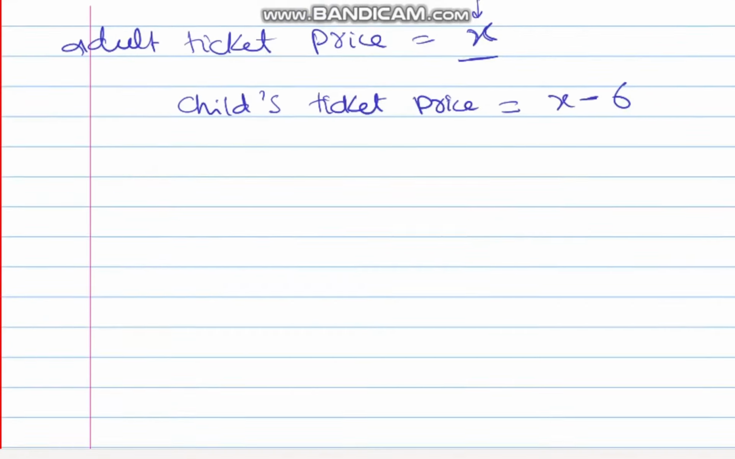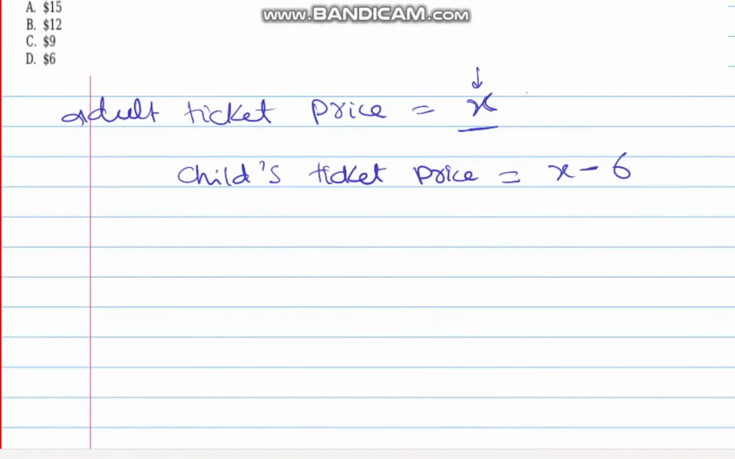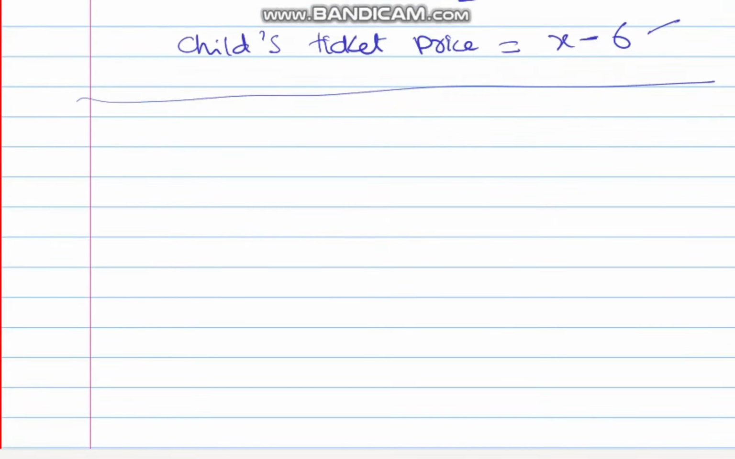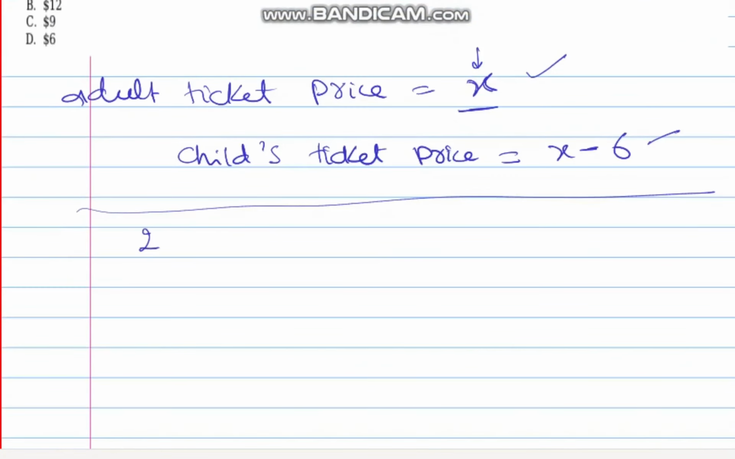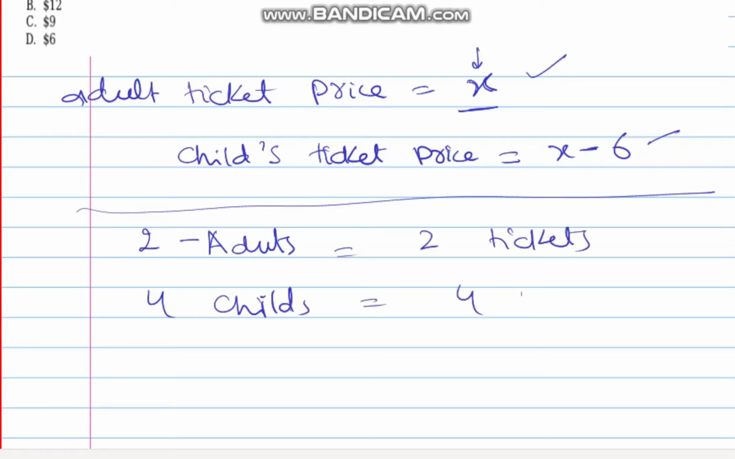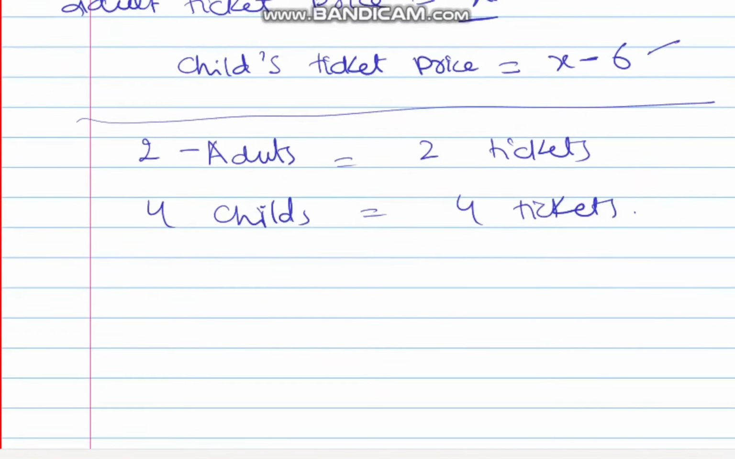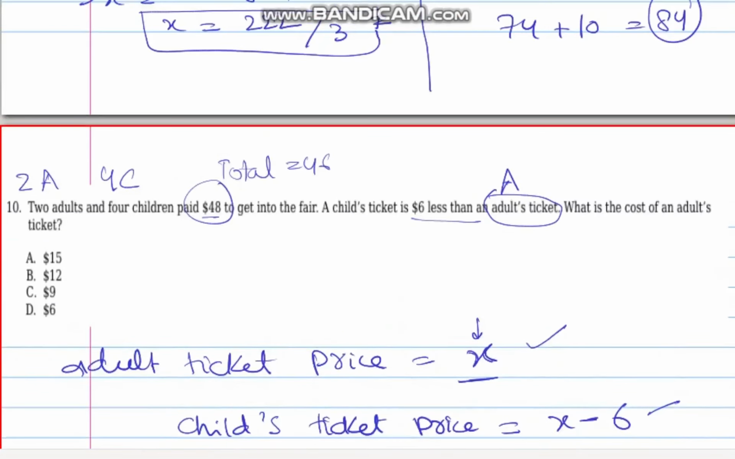This is the price of the adult ticket. This is the price of the child ticket. How many children are there? There are four children and two adults. Four children will buy how many tickets? Four tickets, and I will write two tickets for the adults. Four children will get four tickets and two adults will buy two tickets.